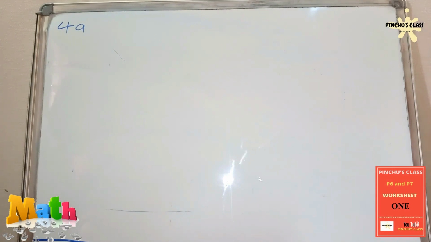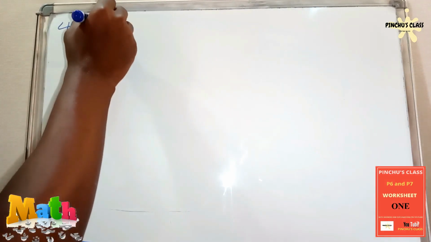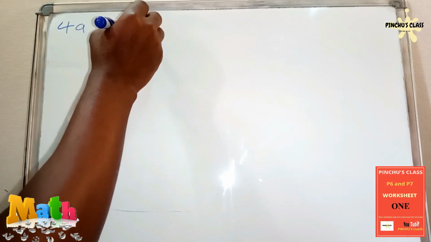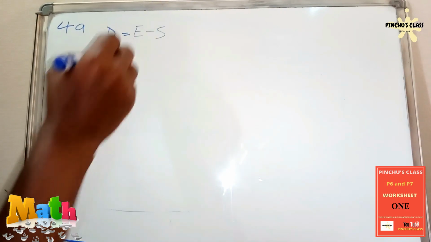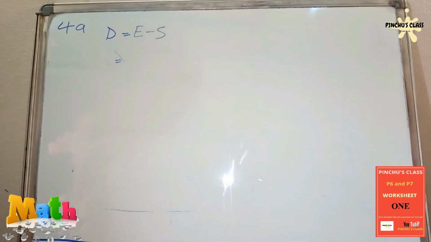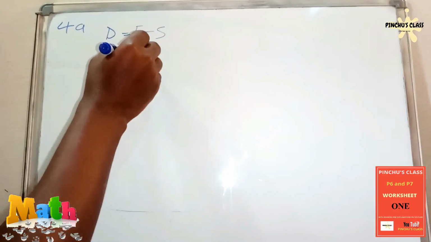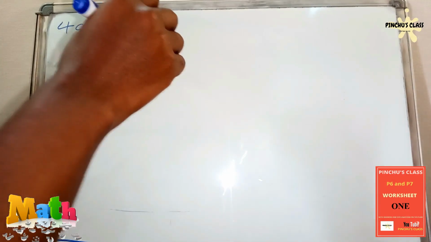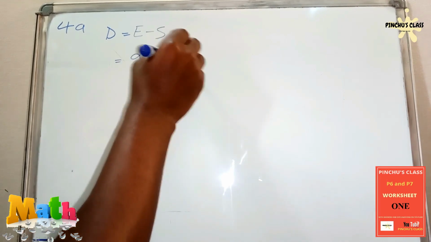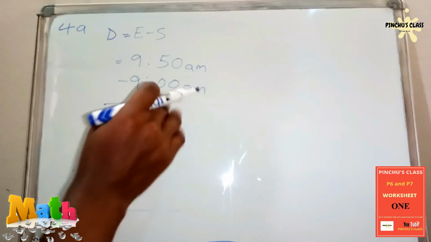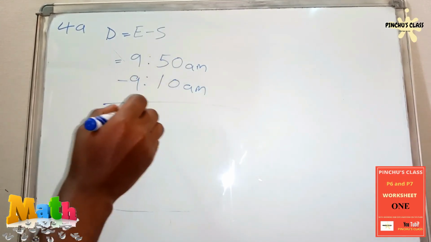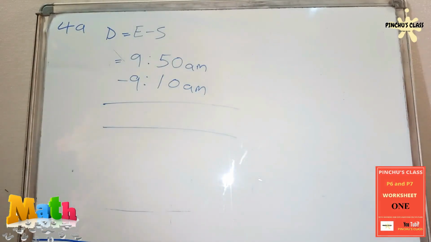So we have a math lesson which started at that time and ended at that time. How long was the lesson? Remember, duration is equal to end time minus start time. So our end time is 9:50 a.m. and our start time is 9:10 a.m.